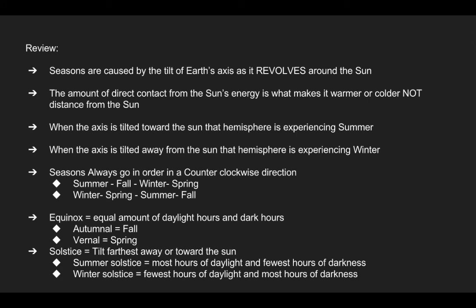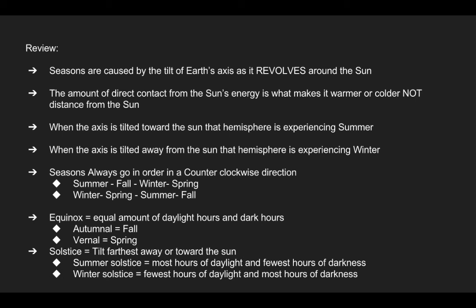So let's do a really quick review. Seasons are caused by the tilt of the Earth's axis as it revolves around the sun. Always remember, our seasons are caused by the tilt of the Earth's axis at 23.5 degrees. The amount of direct contact from the sun's energy is what makes it warmer or colder, not whether we're farther away or closer to the sun.